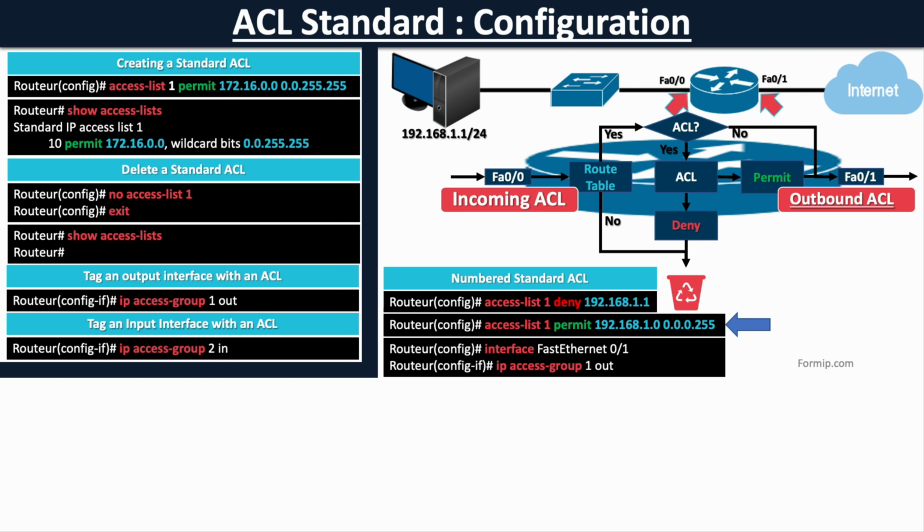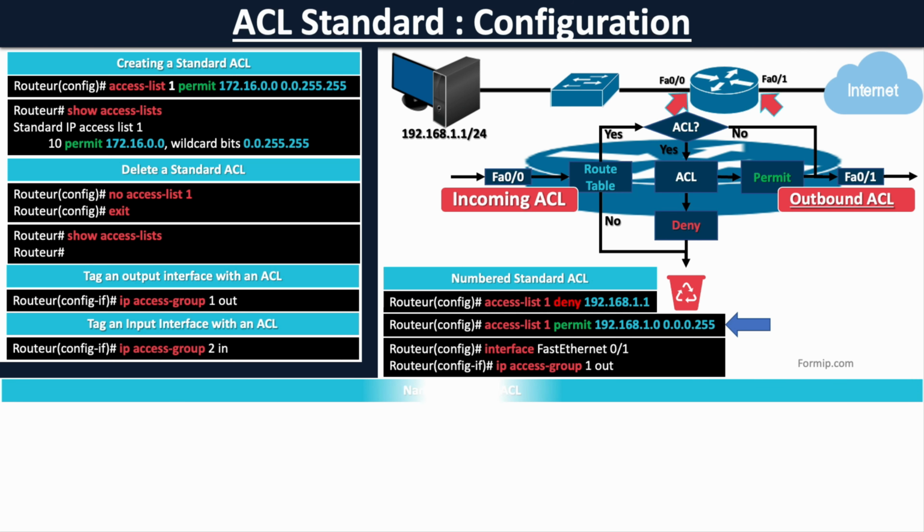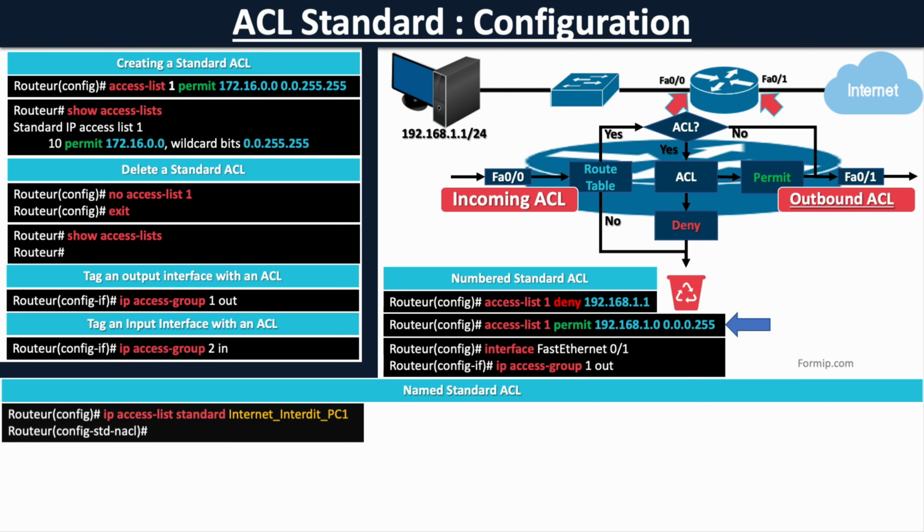Instead of declaring our standard ACL with a number between 1 to 99 and 1300 to 1999, it is possible to assign a name to it. This is called a named ACL. This allows you to have a description of the function of the ACL, which can be very useful when you have several. The command to create a named access list is ip access-list standard plus the name we want to give it. In the example, it is called Internet_PC1. We can't be clearer than that. The name we give to the ACL must be unique.